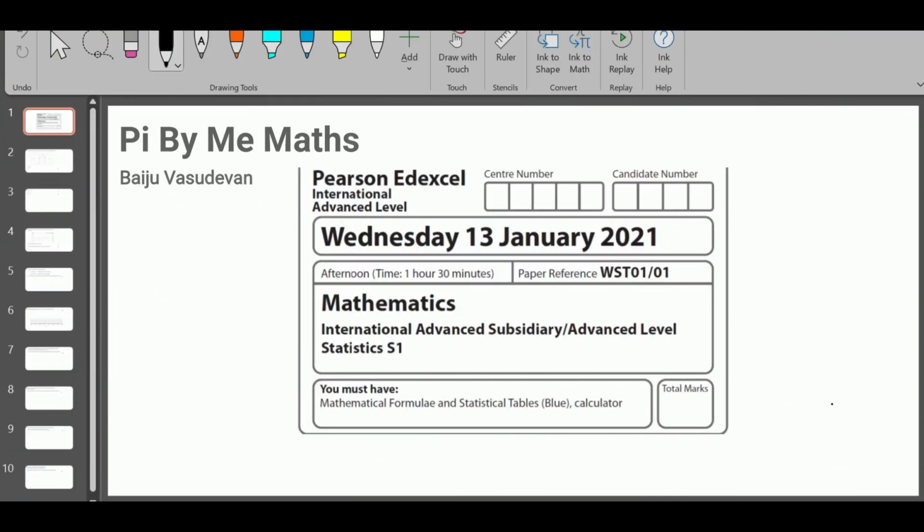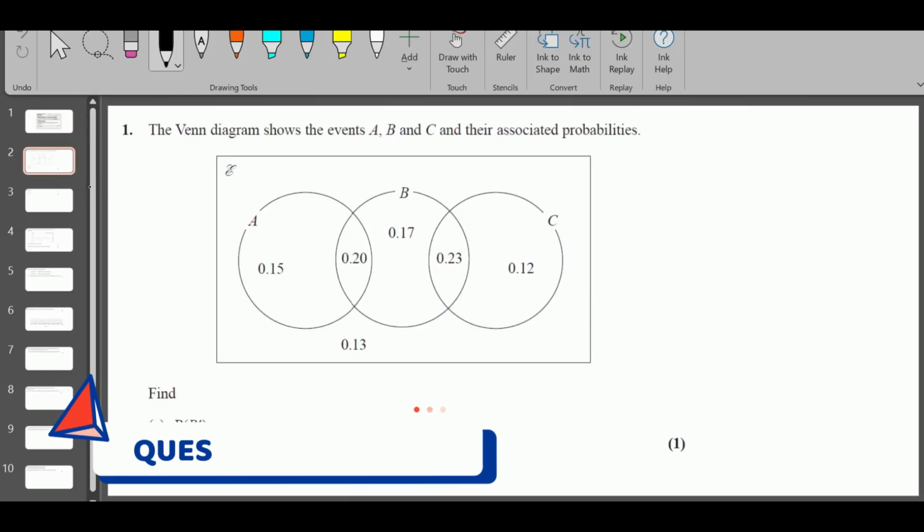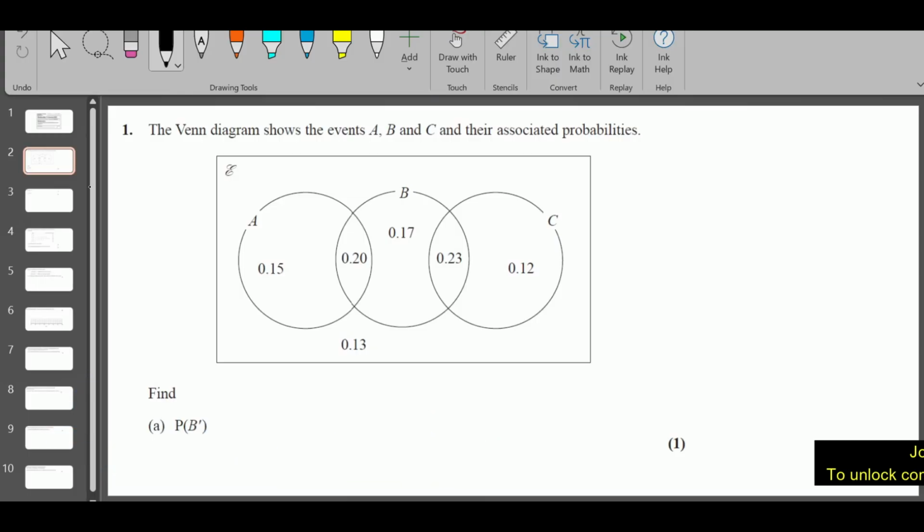This is WST01. Here we are solving the January 2021 Statistics 1 paper. Jump into question number 1. We have a Venn diagram given. Find P of B complement.